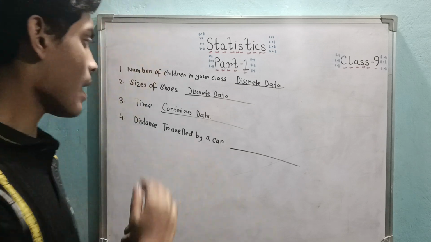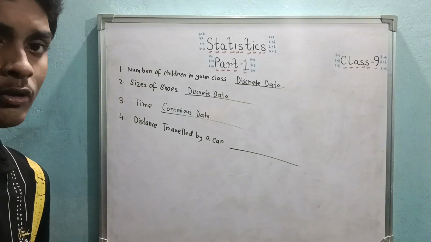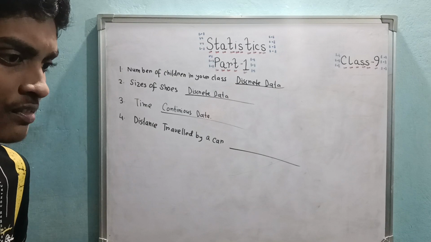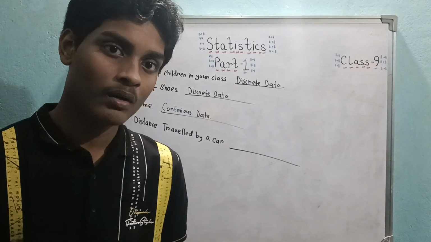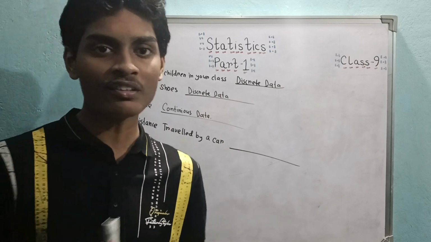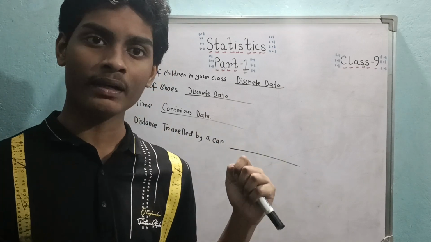So the distance traveled by a car can't be told by us. What is the accurate distance traveled by a car? It is continuous data, it can change depending on which distance you consider. If he or she travels by different routes and reaches the goal, then it might take a longer distance.